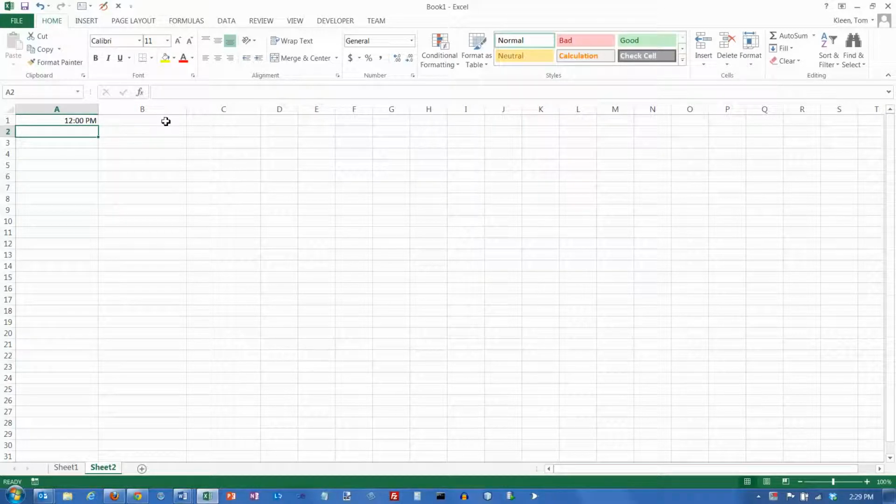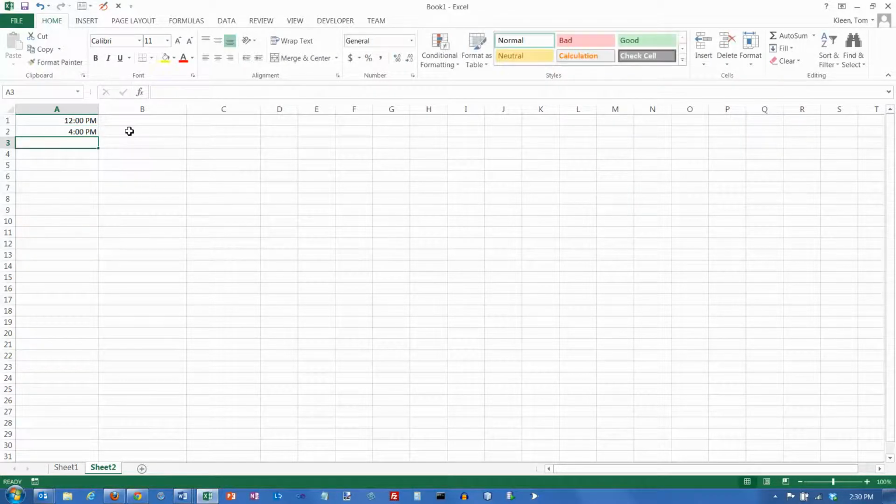And Excel immediately gives you two hints that this was a time that you entered and that you entered it correctly. First of all, it right aligns it in the cell. And the fact that it's right aligned should tell you that somehow it's represented using a number. And the other thing is that even though I typed in a lowercase PM, it switched it to an uppercase PM. So those are two little visual clues that Excel gives you to let you know that you did type in a valid time. So let's try typing in another time.